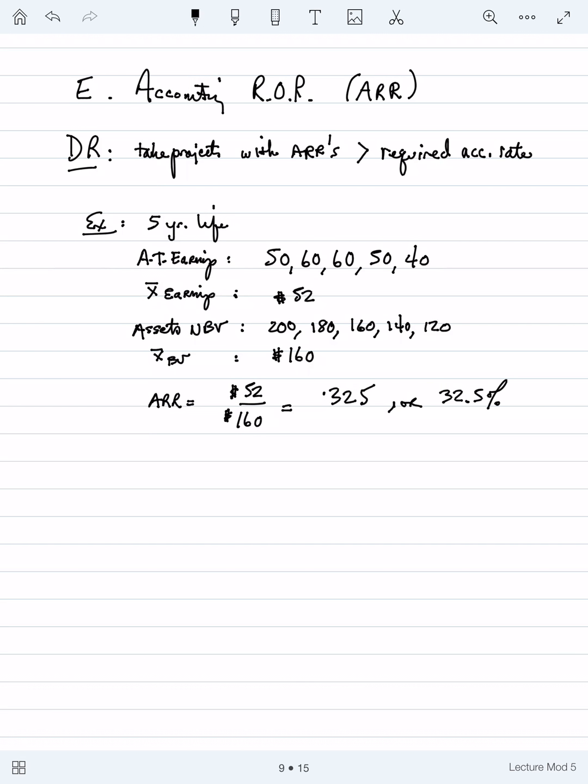Now, there are weaknesses. Again, it doesn't focus on cash flows. Even payback uses cash flows, but this doesn't. Another issue, it does not consider the time value of money, even for accounting profits. So there's no consideration of the time value of money.